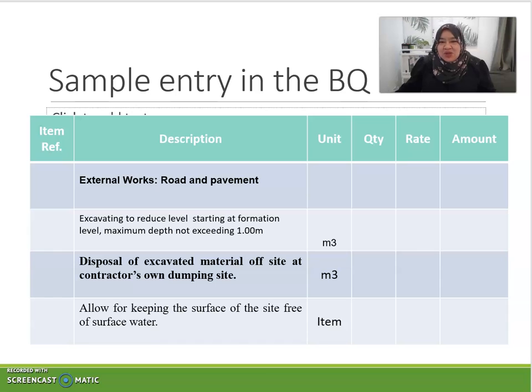So this is an example of entry in the BQ. You're going to have your heading for road and pavement works. Item A, reduced level. B, disposal of excavated material. And then item C for extra over in rock. It should be in meter cube. And D, allow for keeping the site free from surface water. So the unit is item. And if you have item for filling, then you should include the item in your bills of quantity as well.